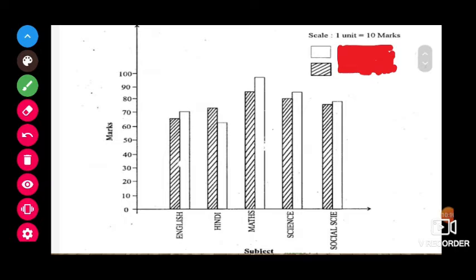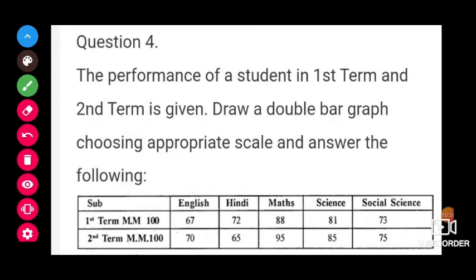Next one is 70 marks. For 70 marks, no need to be worried. Exactly at the 70, we will take the height of that bar. That is the 67 bar and the 70 bar. Next one, Hindi. Hindi, how many marks did they get? We will see first. 72 and 65.